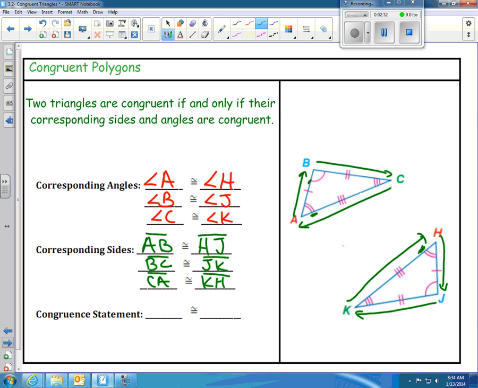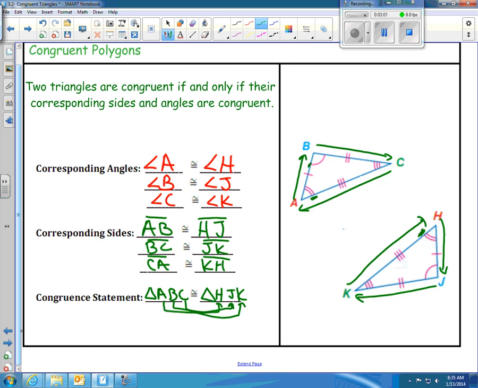All right, so we can make a congruent statement. The congruent statement is going to start with triangle ABC, and we're going to match to triangle. And now we get the order of letters by the same order as A. So what angle matched with A? Well, that was H. And then B goes to J, and then C is going to go to K. So those need to be in the same order.